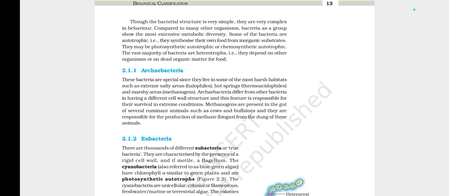The archaebacteria are special since they live in some of the harsh habitats such as extreme salty areas, halophiles, hot springs, thermoacidophiles, and marshy areas, methanogens. Archaebacteria differ from other bacteria in having a different cell wall structure, and this feature is responsible for their survival in extreme conditions. Methanogens are present in the gut of several ruminants such as cows and buffaloes. They are responsible for the production of methane biogas from the dung of these animals.